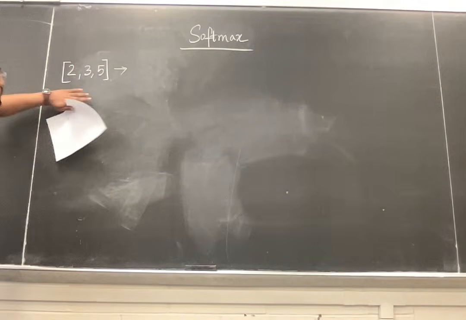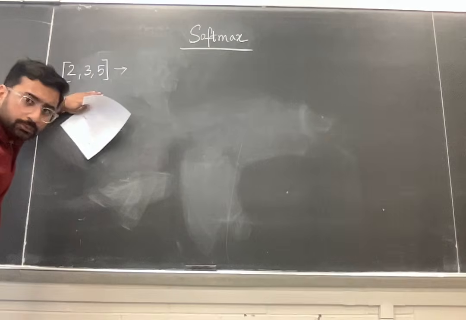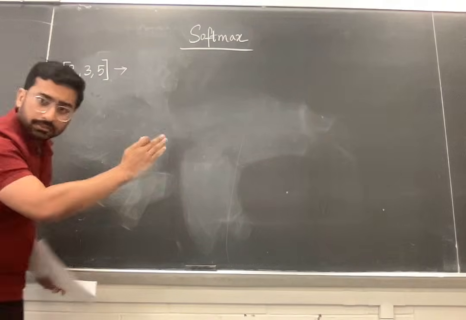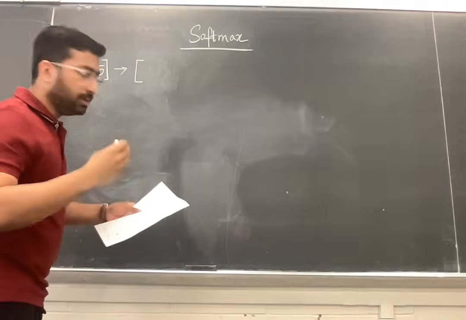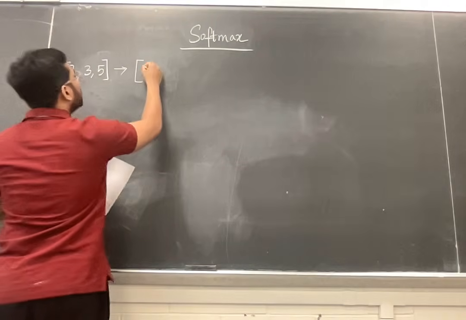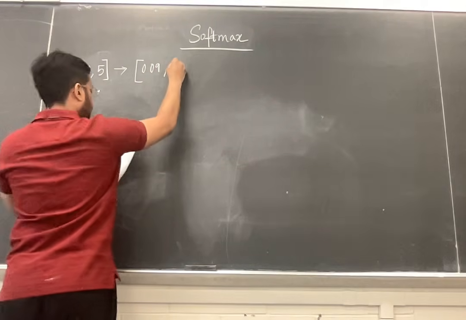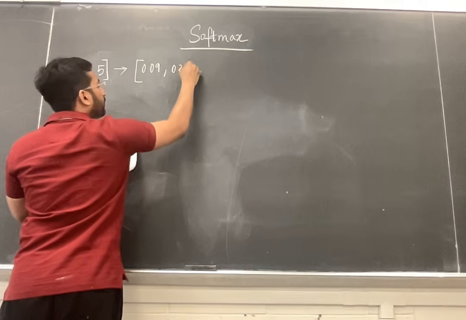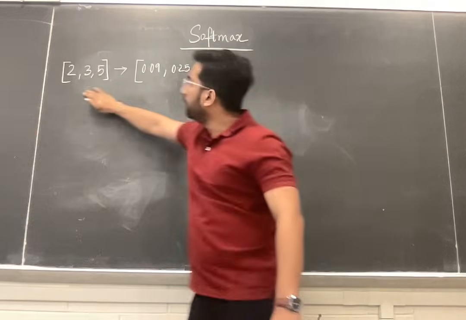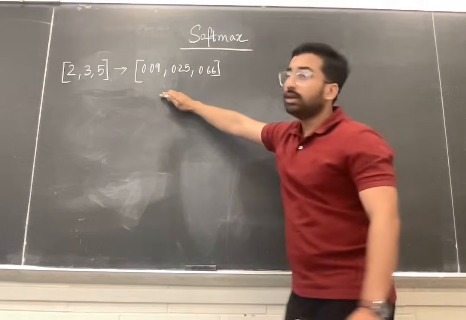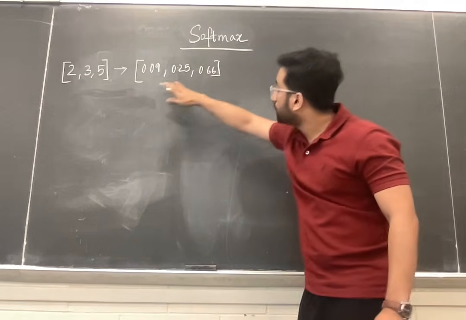Softmax starts with an array of numerical values, and it changes it into a probability distribution, a probability mass function. For example, here it will be 0.09, 0.25, and 0.66. So these numbers are changed into a probability mass function, a probability distribution.